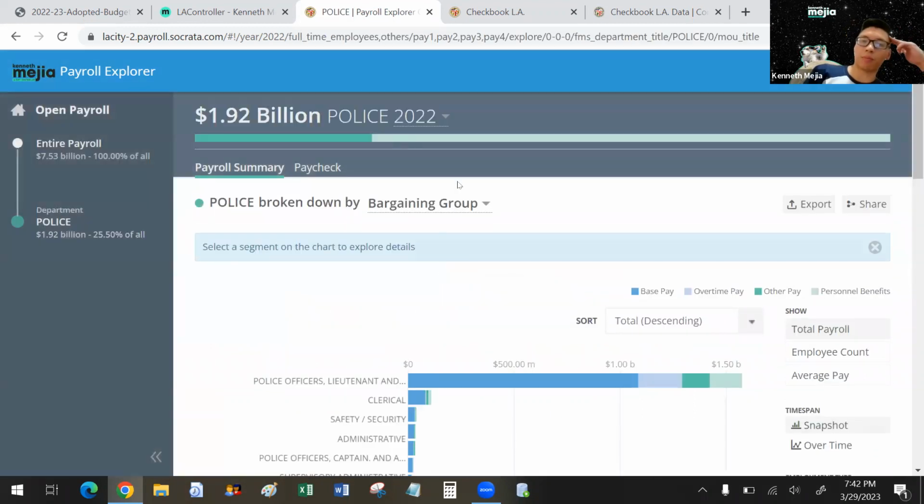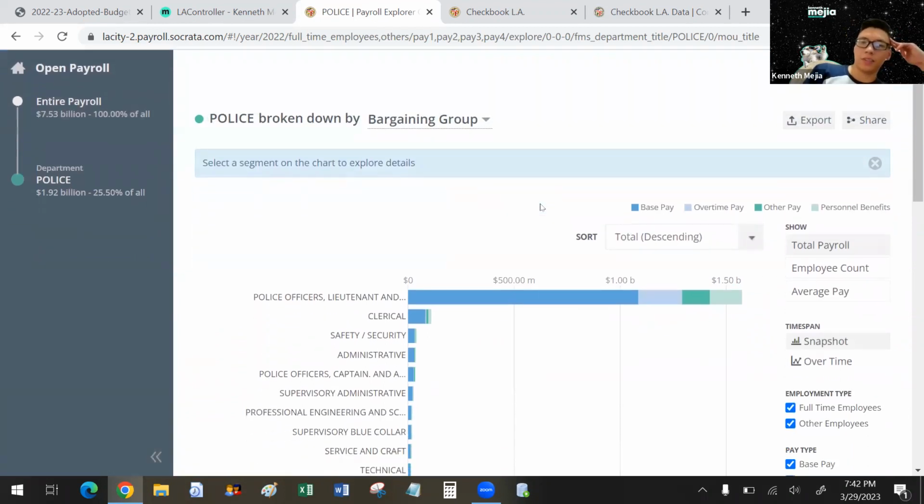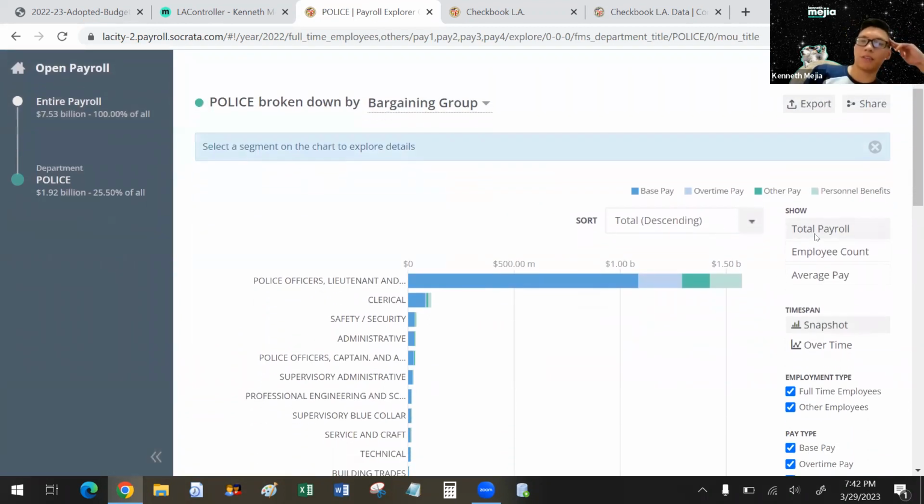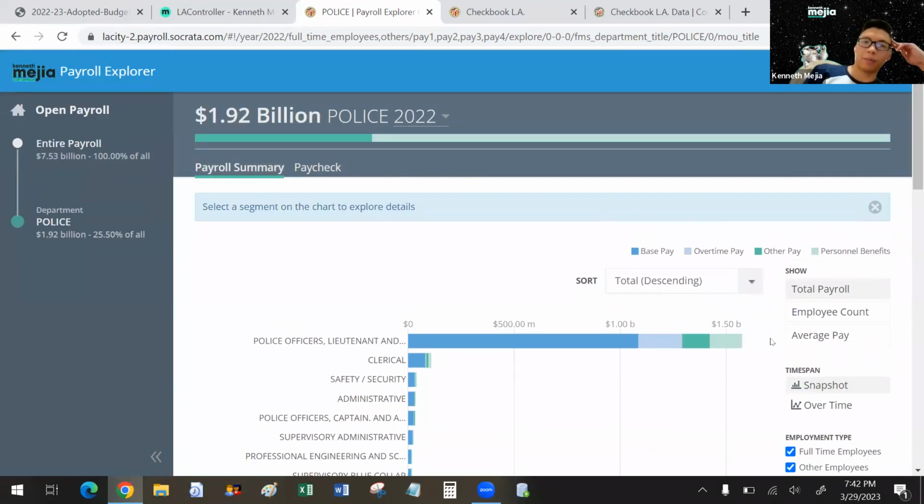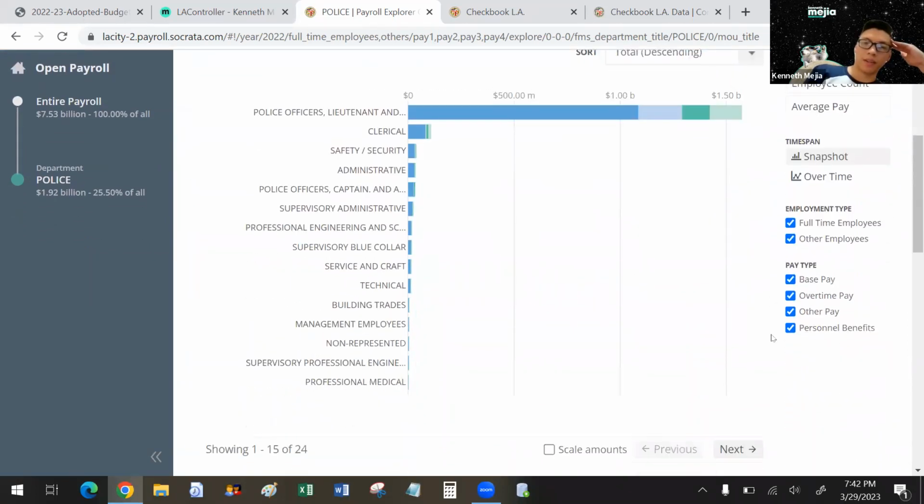So I just clicked on the department, and you could see here it shows you some information. So this stuff on the right, you should totally use these buttons here on the right. It shows we spent $1.92 billion just on payroll on the police in 2022.